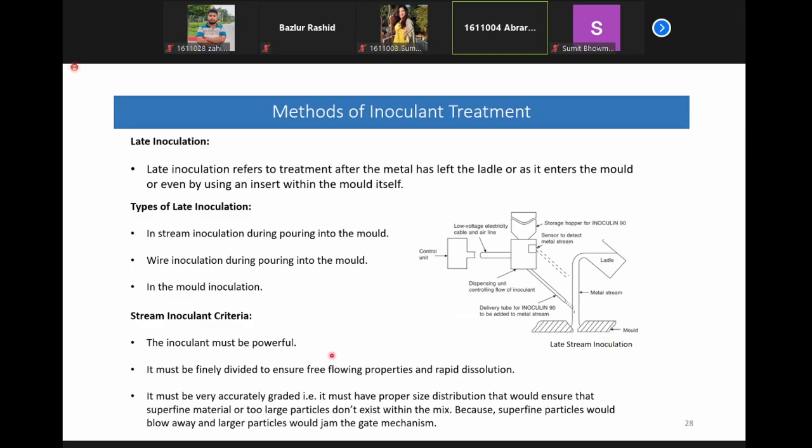The inoculation must be more powerful, simply because it has to act faster, because there's less time before the solidification process starts. Secondly, it must be finely divided to ensure free-flowing properties and rapid dissolution. It cannot take too much time to dissolve. And thirdly, it must also be very well graded. If the distribution is too fine, then during this blowing process, they simply might blow away and we can lose a lot of inoculant. And if they're too large, then they can jam this system.